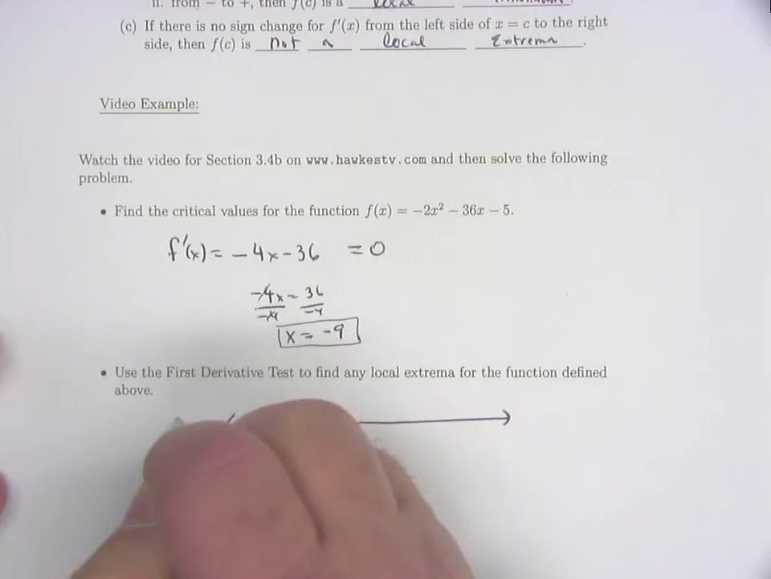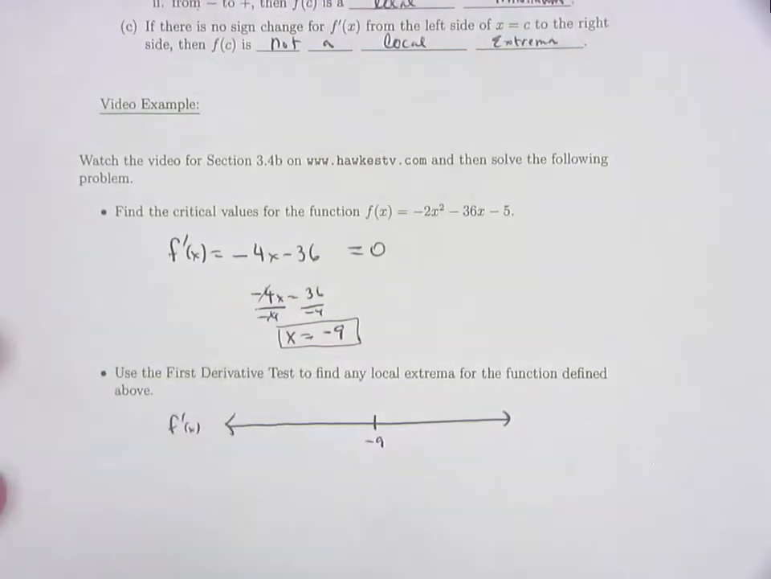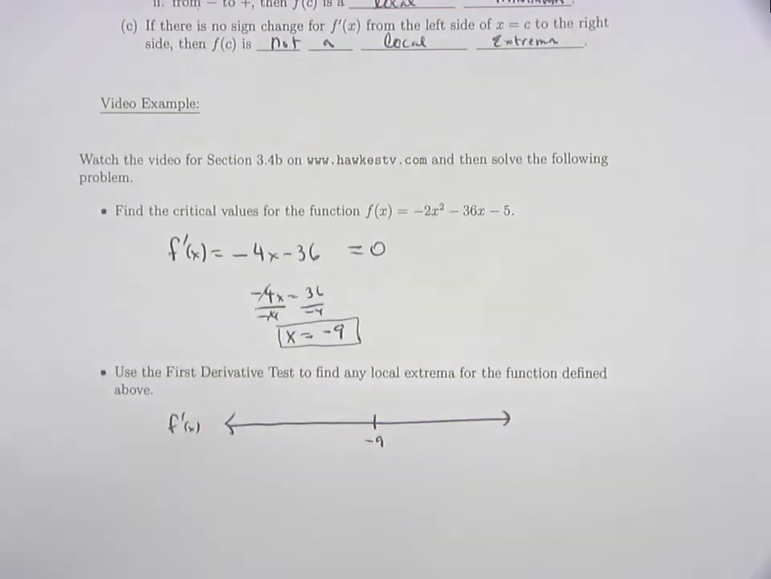So this is my f prime of x. I'm going to put my critical point negative 9 on here. Oh, by the way, look at this function: negative 4x minus 36. Is there any point that the derivative does not exist at? No, it's just a linear term. I'm not dividing by anybody, so I don't have to worry about that.